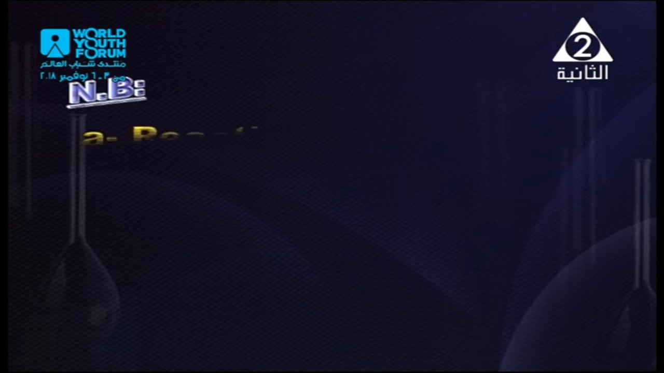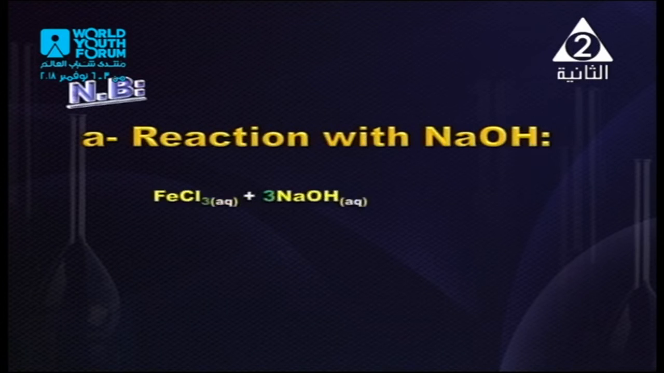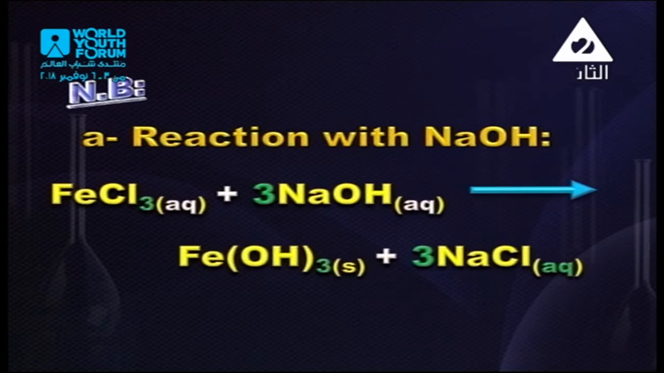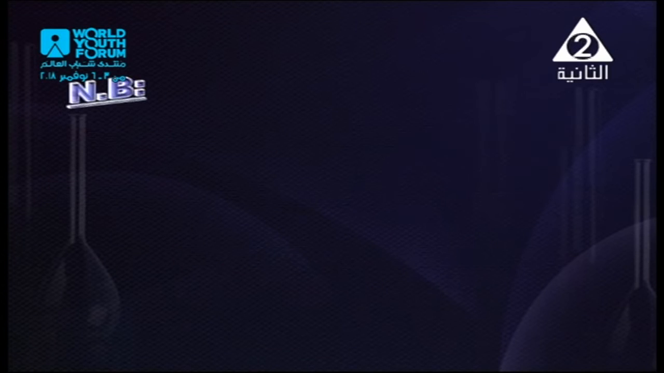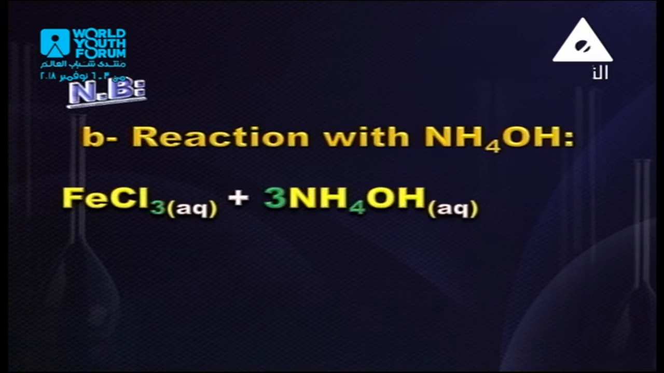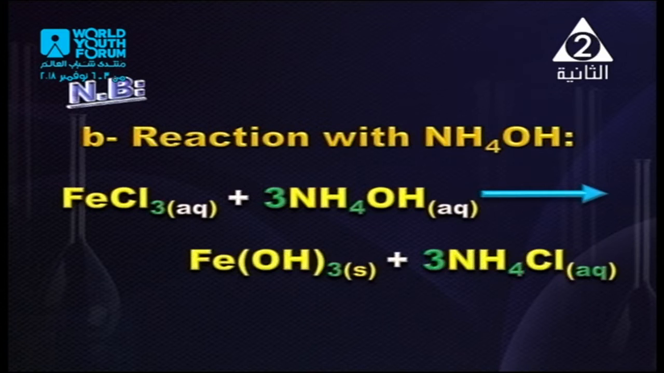As the equation on the screen shows, if the reaction is done with sodium hydroxide, iron 3 chloride plus sodium hydroxide gives iron 3 hydroxide and sodium chloride is produced. Or the reaction with ammonium hydroxide or ammonia solution, iron 3 chloride reacts with ammonium hydroxide, giving iron 3 hydroxide, releasing ammonium chloride.